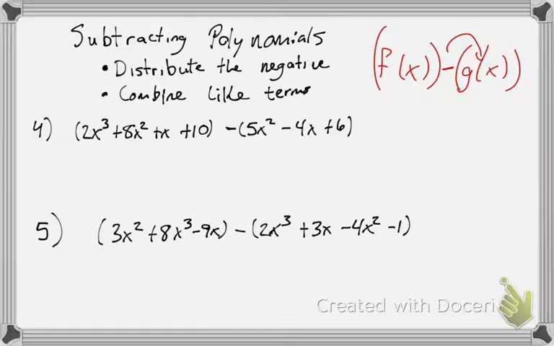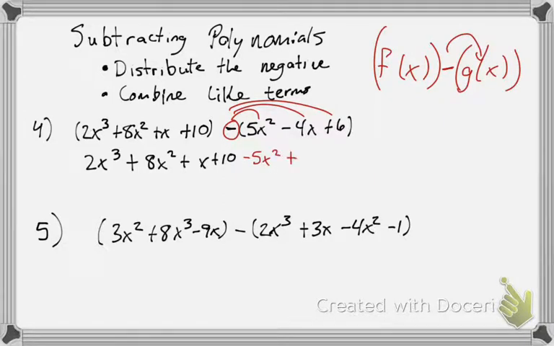So when I look at the very first problem, 2x to the third power plus 8x squared plus x plus 10, and I'm subtracting the equation of 5x squared minus 4x plus 6, my first equation stays the same: 2x cubed plus 8x squared plus 1x plus 10. I take that negative sign and I distribute. All that's really going to do is change the signs of everything in here. So I've got minus 5x squared plus 4x minus 6.